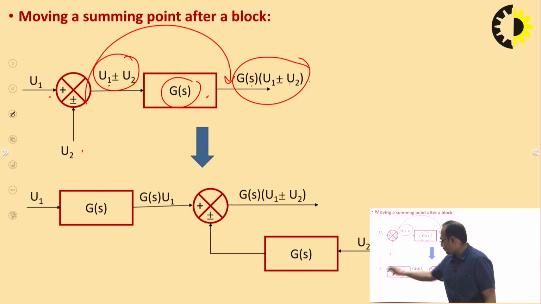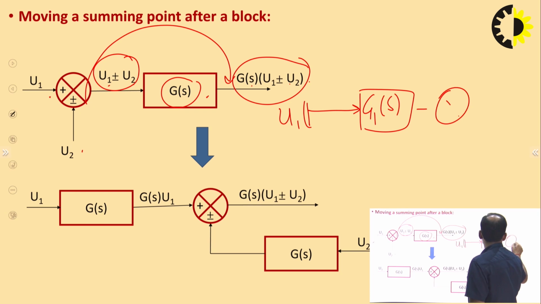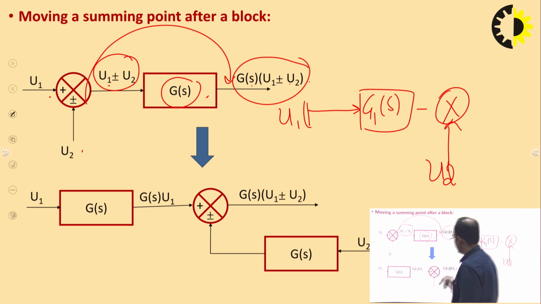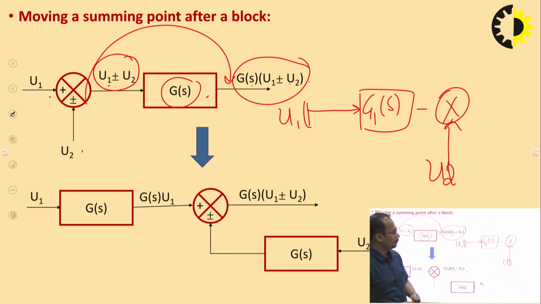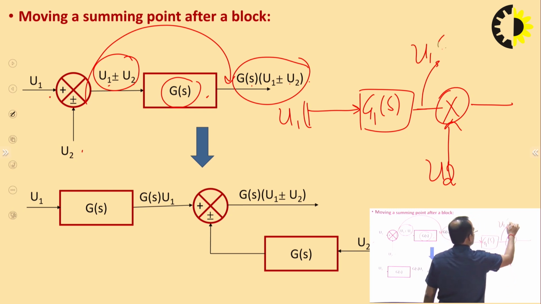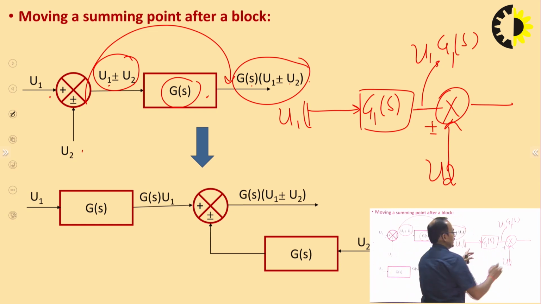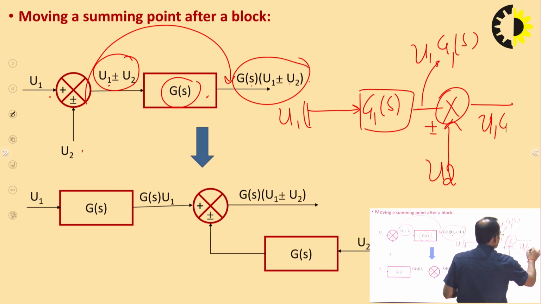If I shift the summing point to this position, then u1 is an input, and I will apply this to g1(s), and here this u2. Then what will I get? Here the output for this is u1 g1(s), and if I use this summing point with plus minus sign, then what will I get here? u1 g1(s) plus minus u2.